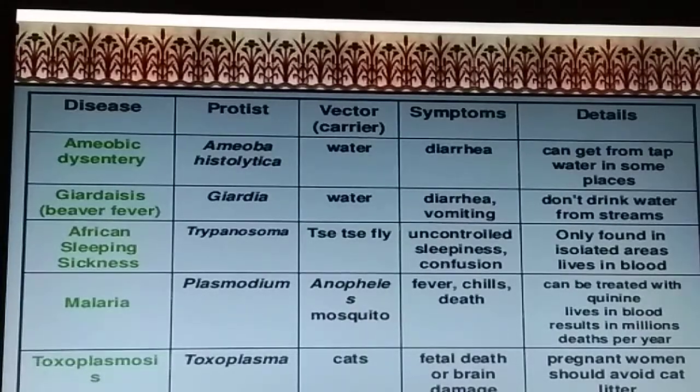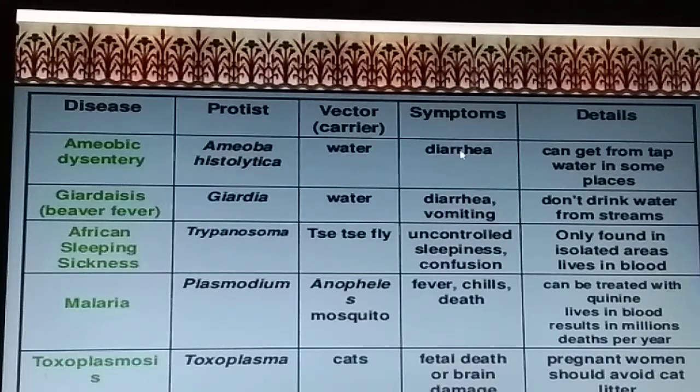Students, here are some diseases that are caused by the Protista. Like we have Entamoeba histolytica, which causes the disease amoebic dysentery, where the vector is water and the symptom is diarrhea. Similarly, the next Protista we have is Giardia, and the name of the disease is giardiasis. The vector or the carrier is water in this case, and the symptoms include diarrhea or vomiting.